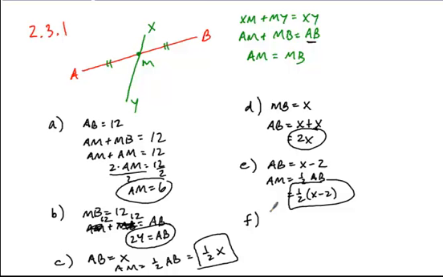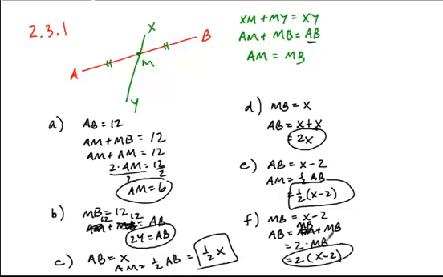And then finally, if we were told that MB is equal to x minus 2, and we wanted to solve for AB, again, AB is equal to AM plus MB. Well, since AM is equivalent to MB, we get AB is double the length of MB. And so if MB is given by the expression x minus 2, that means that AB is twice that. So just 2 times the quantity x minus 2 would be the expression for AB.